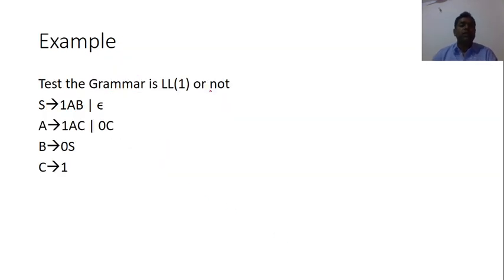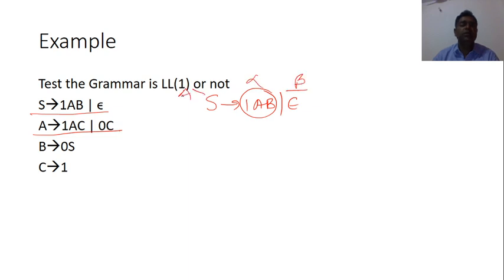Test whether the grammar is LL1 or not. What do I have to do here? Consider every pair of productions. This is one pair, and then the second pair. First consider S → 1AB or empty. This is your alpha, this one is beta, and this is your A. Now it becomes the form A → alpha | beta.